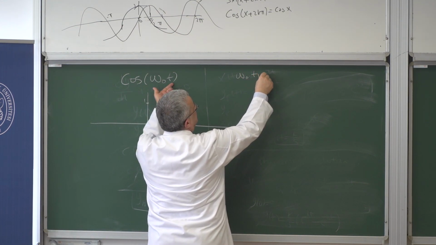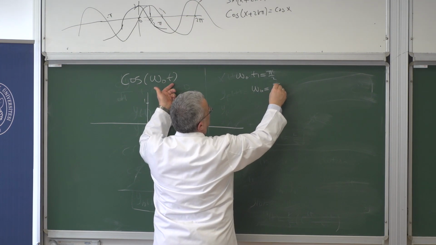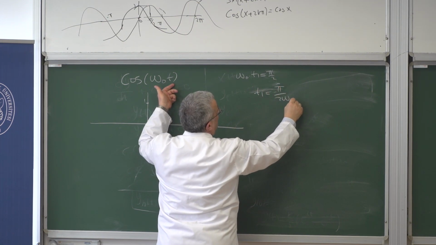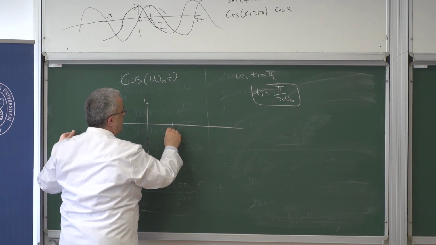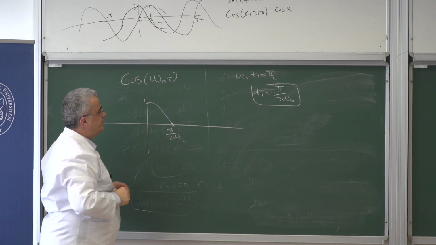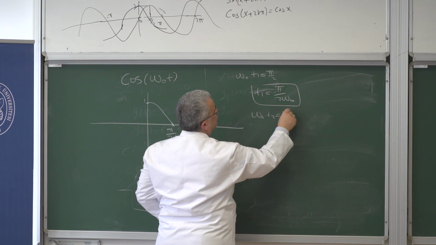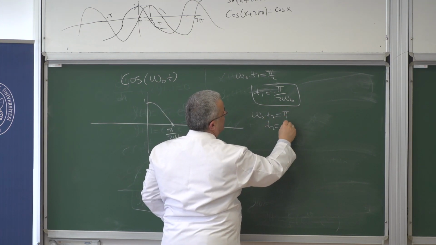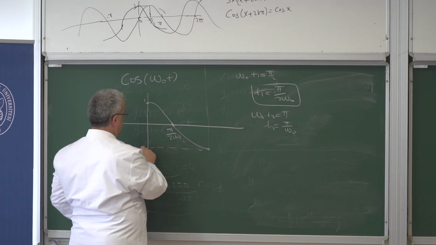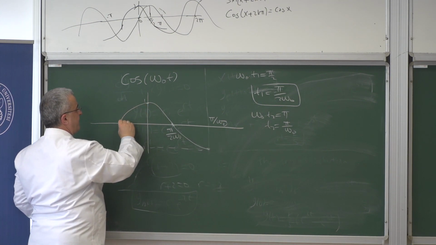Omega 0 times t1 equal to pi over 2, so t1 is equal to pi over 2 omega 0, right? So this is pi over 2 omega 0. This is equal to 0. Then for what value of t2 is omega 0 t2 equal to pi? That t2 is equal to pi over omega 0, right? So that is equal to minus 1.